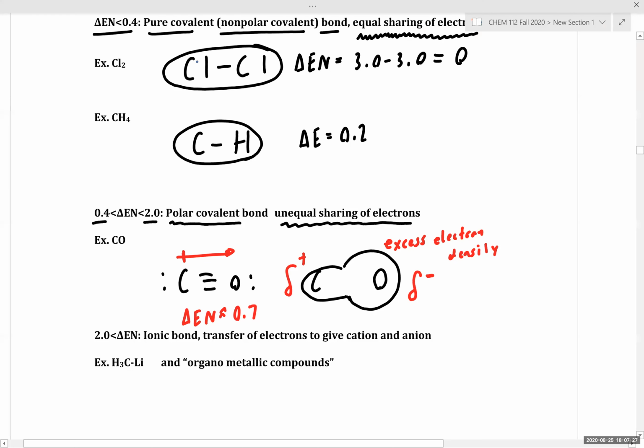To indicate the distribution of electron density in polar bonds and polar molecules, we draw what's known as a bond dipole, where our dipole arrow starts at the region that is electron deficient, delta plus, and ends at the region containing excess electron density, delta minus. Does this make sense to everyone? Does this look familiar to everyone? Dipole notation indicating regions of partial negative and partial positive charge.